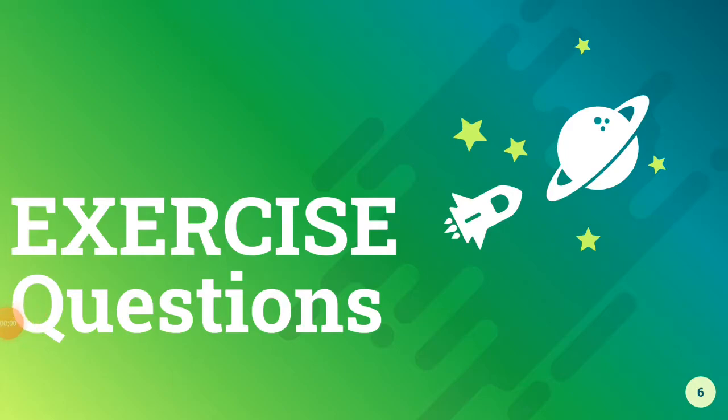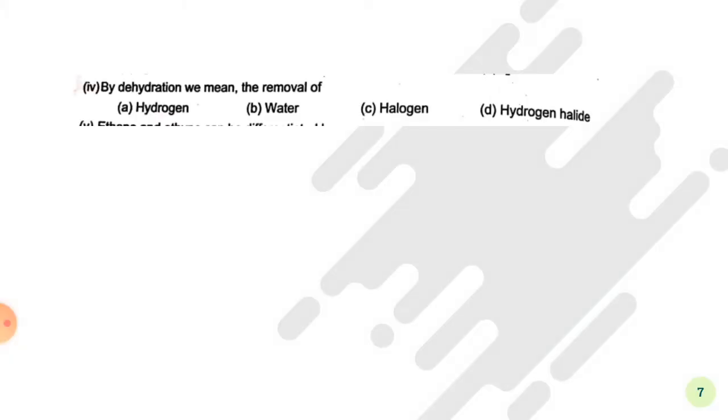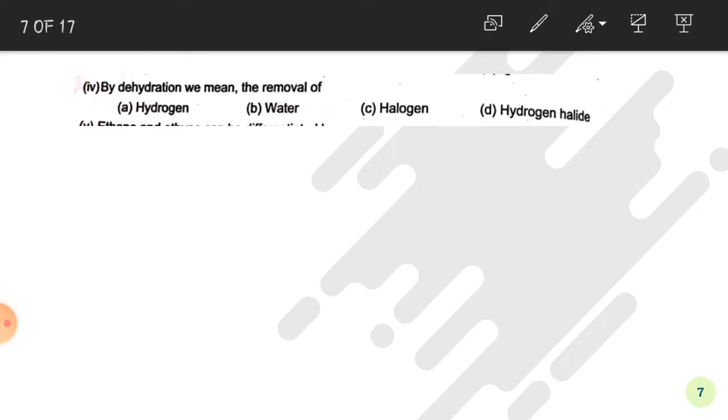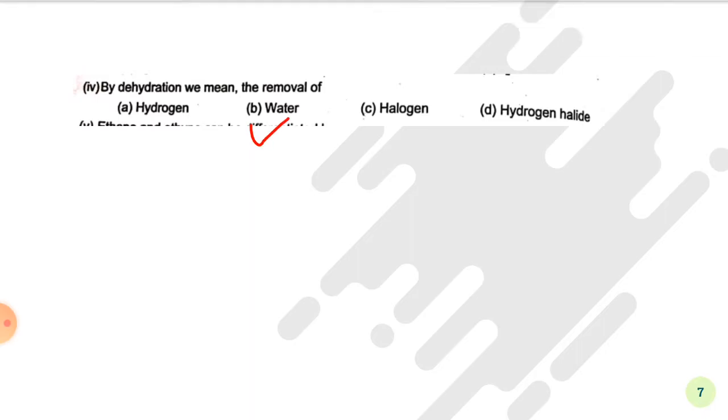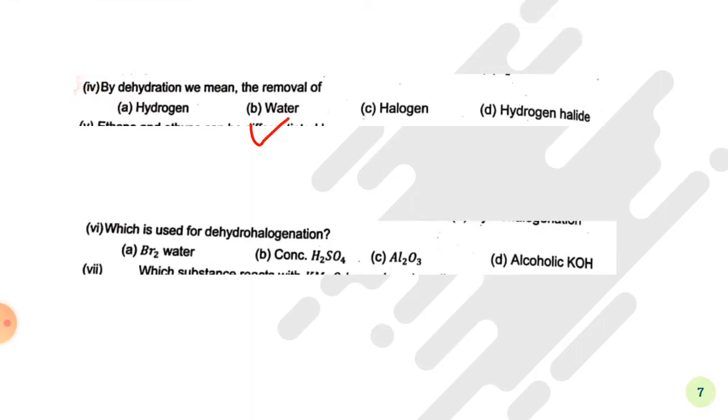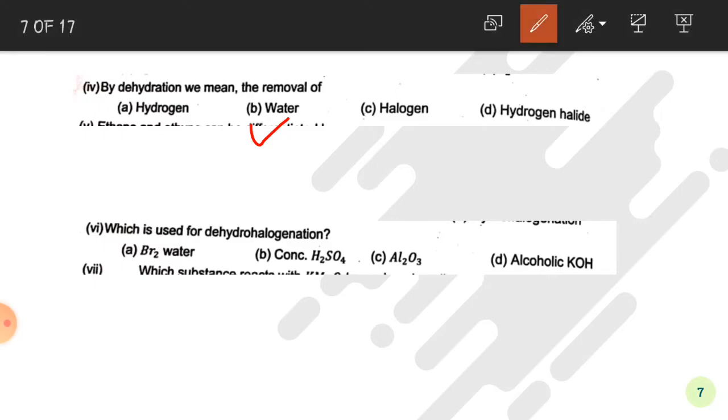Now let's do certain exercise questions starting from MCQs. By dehydration we mean the removal of water. Which is used for dehydrohalogenation? We know that bromine water is used for bromination. What is bromination? The addition of bromine atom across the double bond. So this is not a correct option.